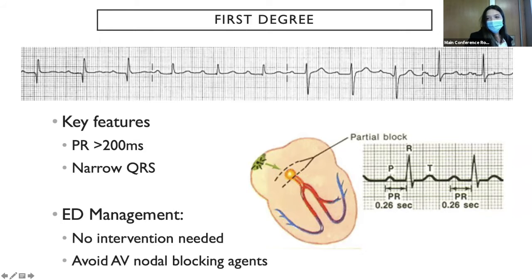And this is actually a normal variance of about 2% of the population, but it can also be caused by increased vagal tone, so it can be seen in some athletes. It can also be caused by like digoxin toxicity, inferior MI, myocarditis, or Lyme disease, just as causes. If you see this in the ED, there's no intervention that's needed. Just note that you should probably be avoiding AV nodal blocking agents in these patients, so calcium channel blockers, beta blockers, and yeah.